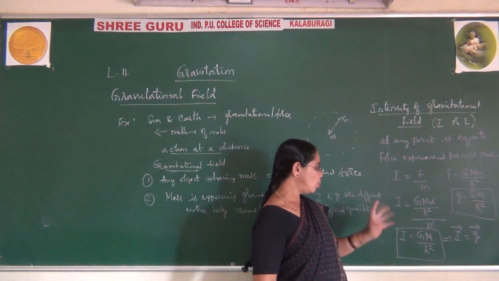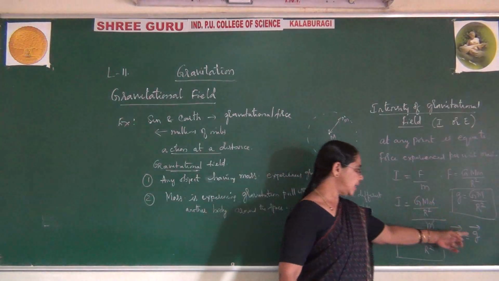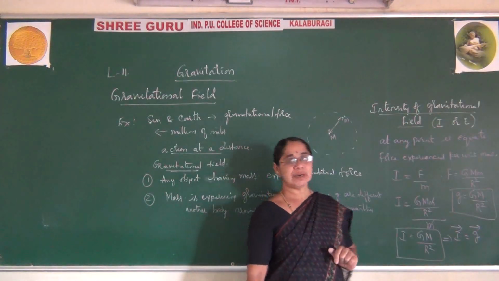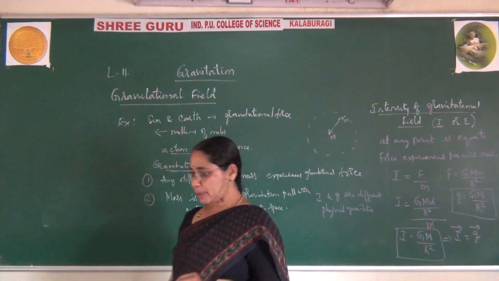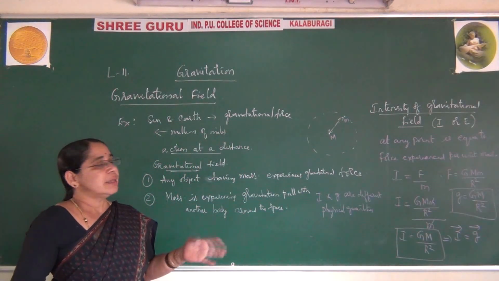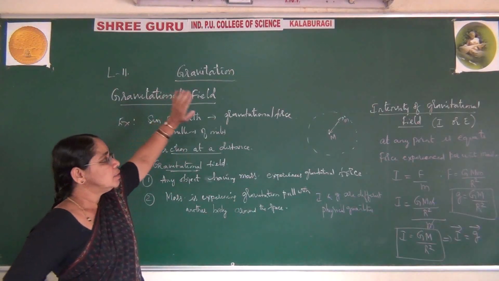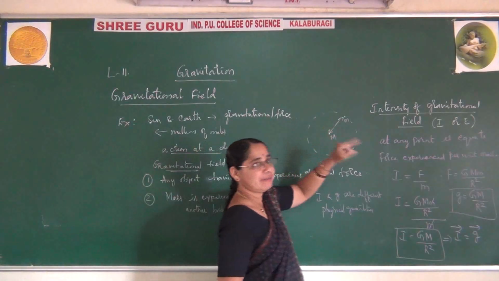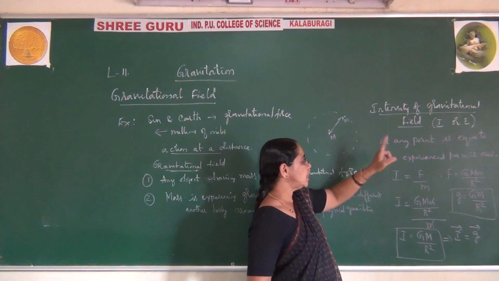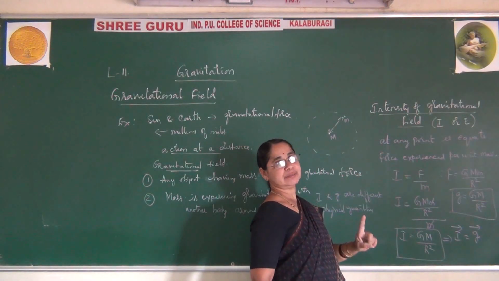Are not same, both are different. I is called intensity of gravitational field and g is called acceleration due to gravity. So please observe, today we have learnt one very important concept, intensity of gravitational field. This we have learnt with the help of gravitational field. Intensity of gravitational field can be defined as: at any point, the intensity of gravitational field is equal to force experienced per unit mass.